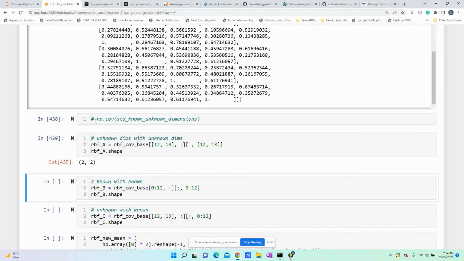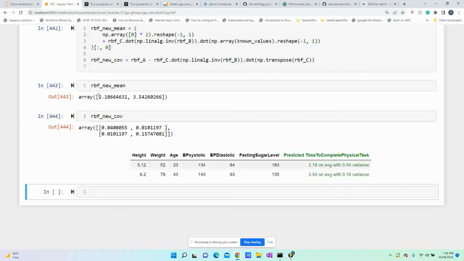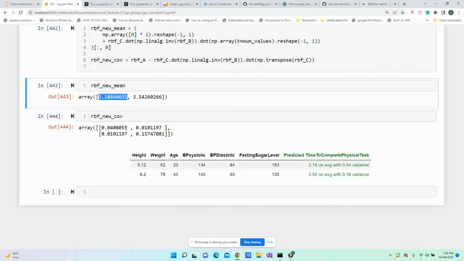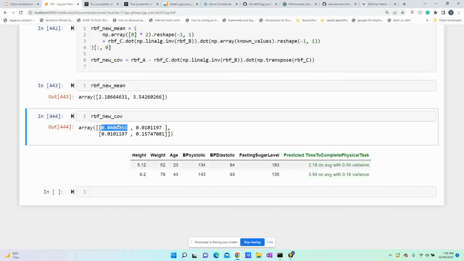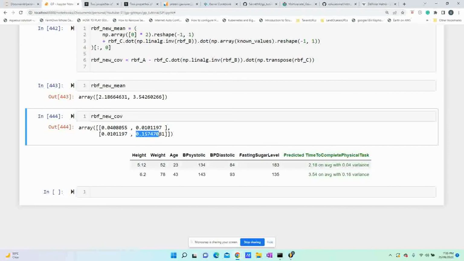And then I take RBFE, RBFP, RBFC. Then I take this covariance. Now you see that the prediction I got is 2.18 with a variance of 0.04. Sorry, this is the variance, because this returns the variance. For standard deviation, I need to take a square root of this. Similarly, I got a prediction with 3.54 mean with a variance of 0.15. So I need to take a square root of this to get the standard deviation. Right now I have provided the output with variance, but for standard deviation you need to take a square root.